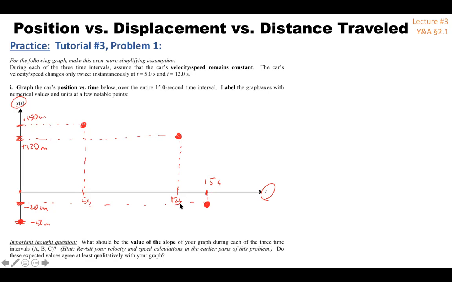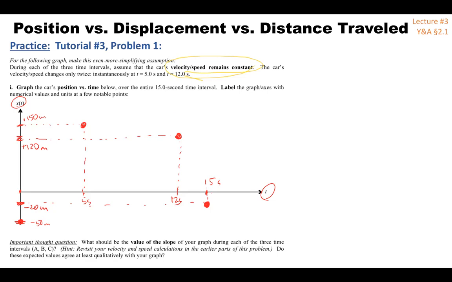And then we're told right here to make the yet further assumption that the car's velocity or speed remains constant. So what that means is it lets us know that the rate of change of position during each of the time intervals is constant, meaning regular. It has a regular value or same value over that whole time interval.